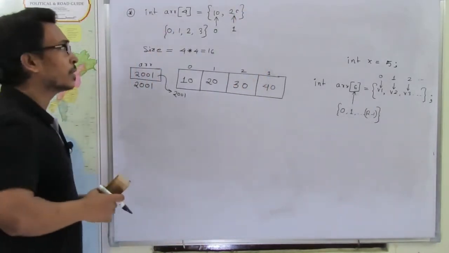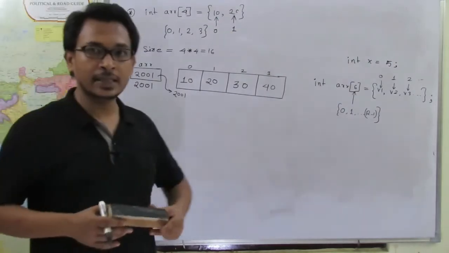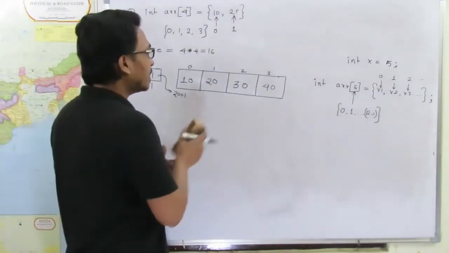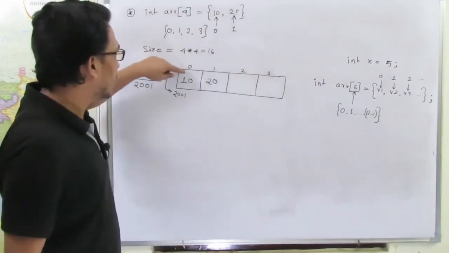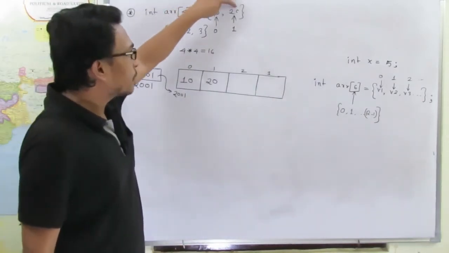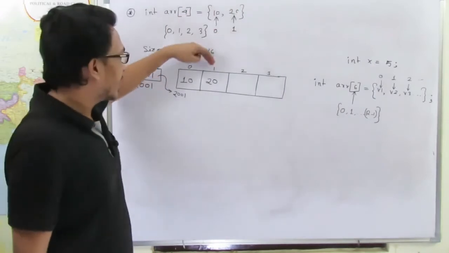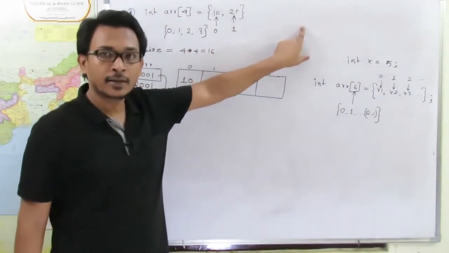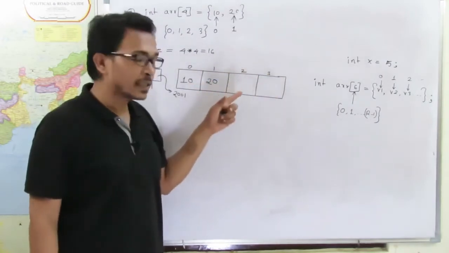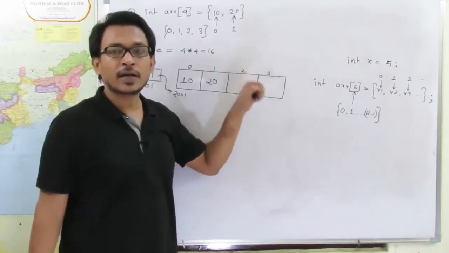Then how will the system store and initialize the array? Look, the first specified element will be stored in the first index, the second specified element will be stored in the second index. Now there are no more elements in the array. Then how will the system initialize the remaining elements in the array?